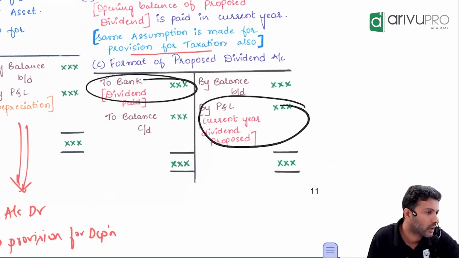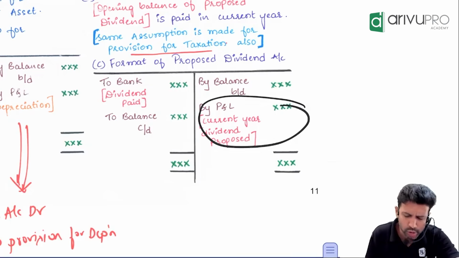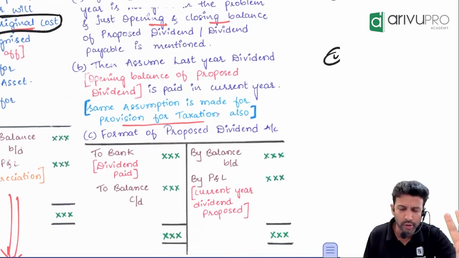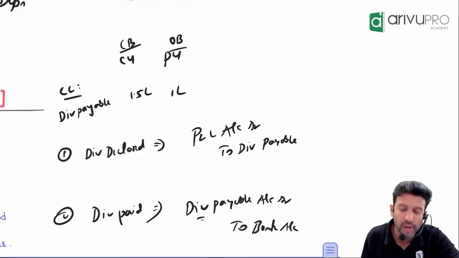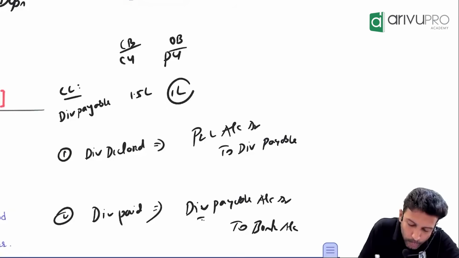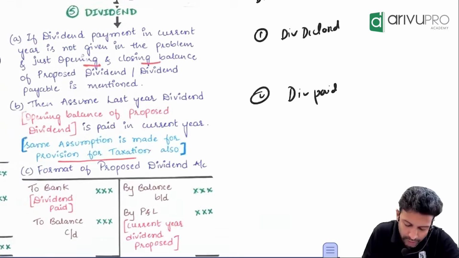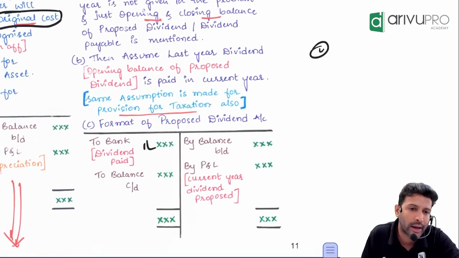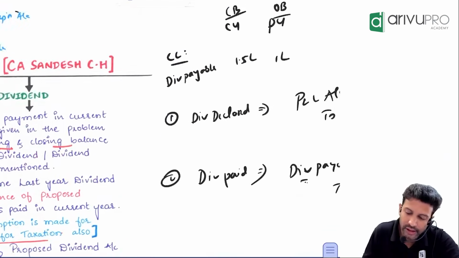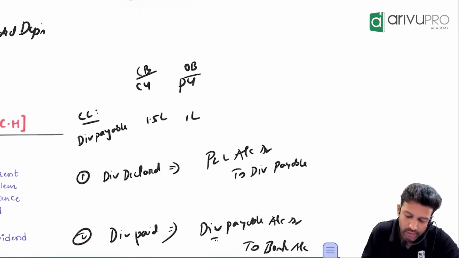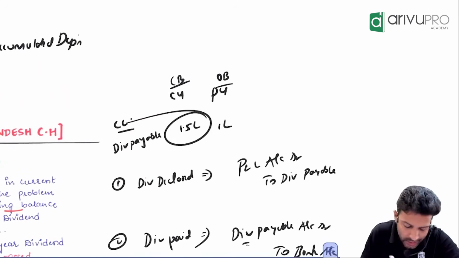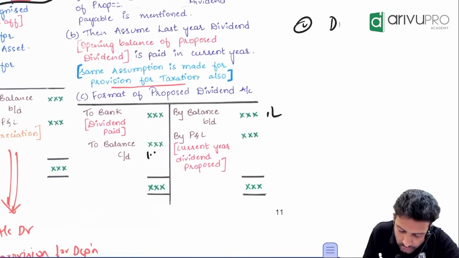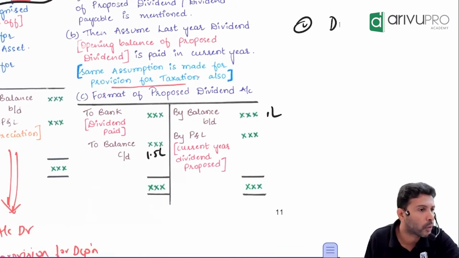the ledger. Three pieces of information would be needed, but usually in these sorts of problems they will not give you all three. They will only give you opening and closing. So what will you assume? This opening is paid off. So you will write here to bank 1 lakh. If you want, I'll post this into the ledger. What is the opening balance value? So you'll write by balance brought down 1 lakh. What is the closing balance? 1.5 lakh. So you'll write to balance carried down 1.5 lakh.